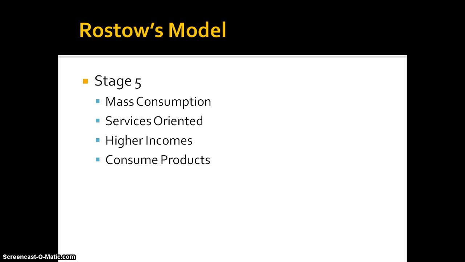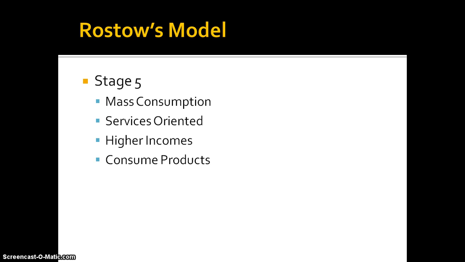Again, this is the stage where you have much higher incomes, much higher levels of education. Obviously, wealth is fairly prevalent across the country. And basically, a society that is based on the consumption of products. There's not a whole lot of production of products, but there's a whole lot of consumption of products. And so, in this type of economy, the tertiary sector would be much higher than the secondary or the primary. And of course, like I said, this is where the United States is at today.